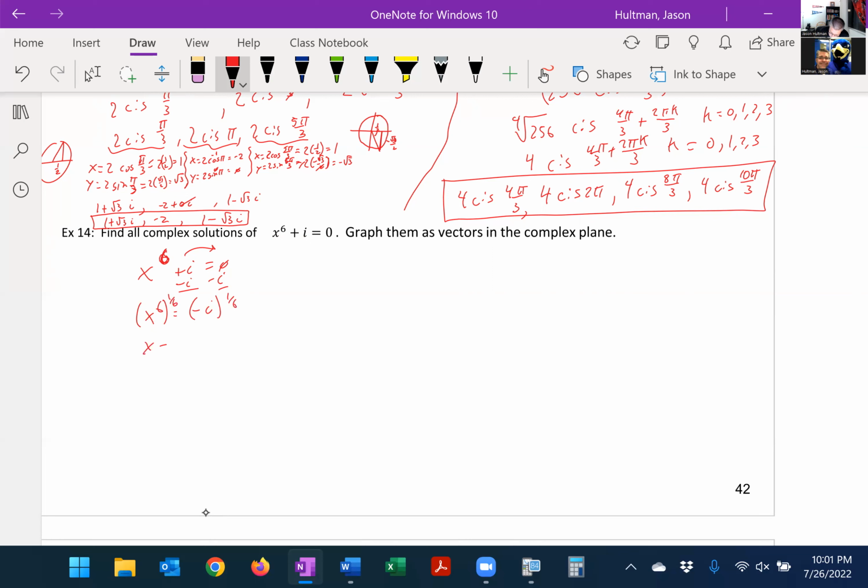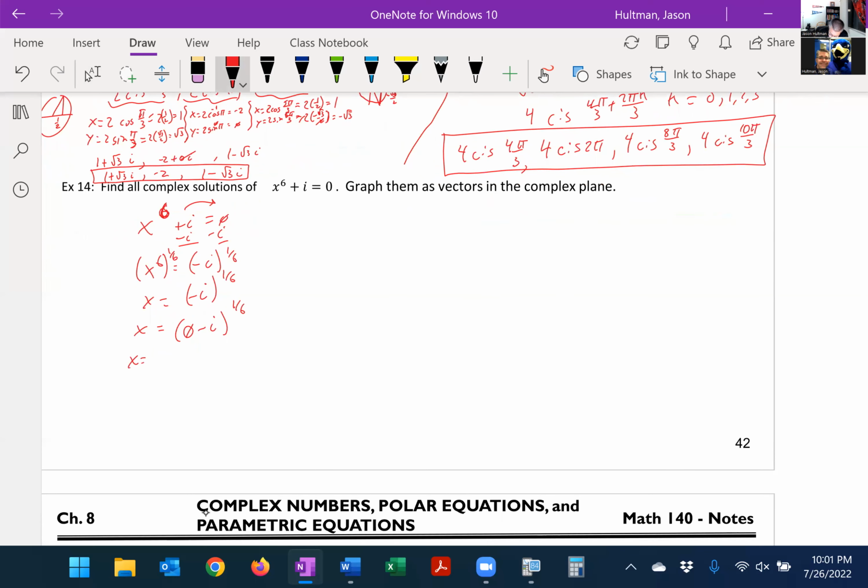Okay, of both sides, and we get x is equal to negative i to the 1/6 power. However, this is an imaginary number or a complex number, and I'm going to write this as 0 minus i, just so that I have an x component and a y component. Okay, and so x is 0 and y is negative 1, right? X is 0, y is negative 1. So where would this be graphically? It would be down here.